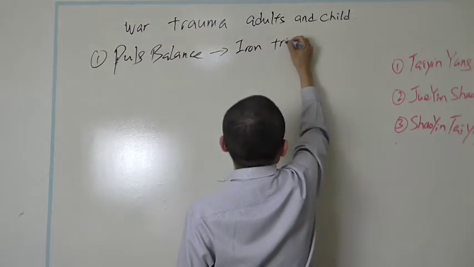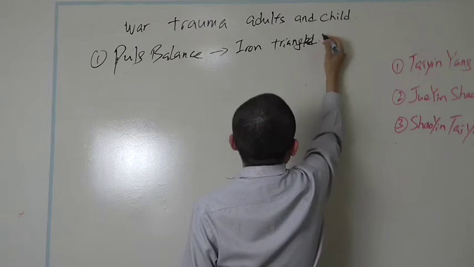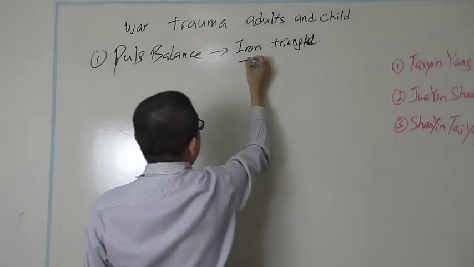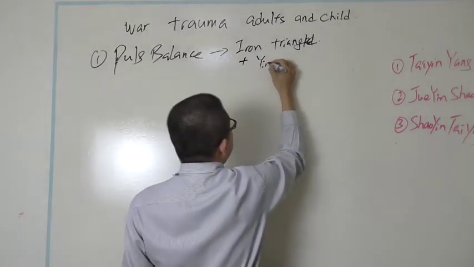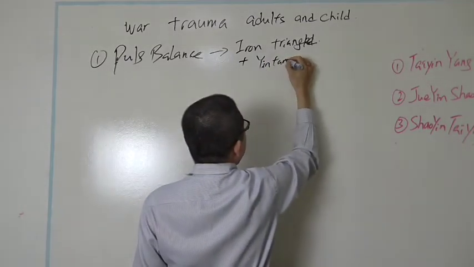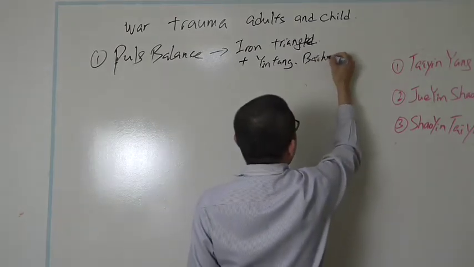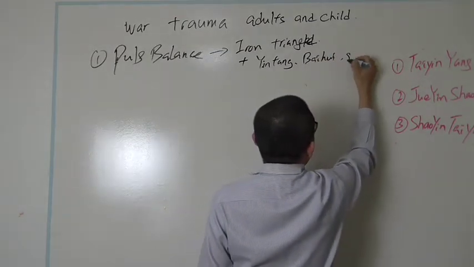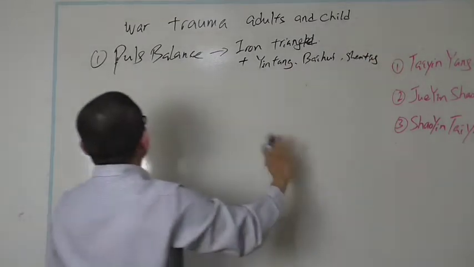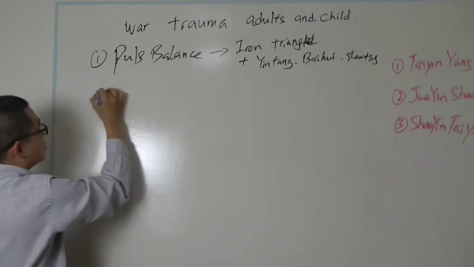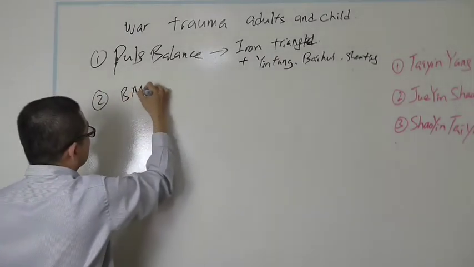Then apart from that, you do the iron triangle principle, right? Then plus, you can use Yin Tang, Bai Hui, Shen Ting. Second protocol in here, we can do BMA.